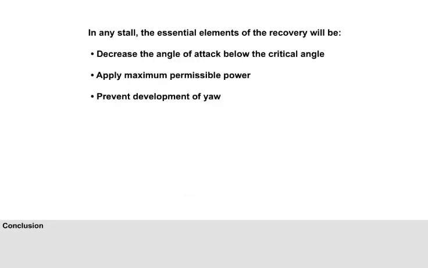Regardless of configuration, attitude, speed or power setting, the correct action to be taken by the pilot in the event of a stall warning is to carry out the stall recovery technique applicable to the type of aircraft. Invariably, this will include decreasing the angle of attack below the critical angle to unstall the wings, simultaneously applying maximum permissible power to accelerate and minimize height loss and prevent yaw from developing.